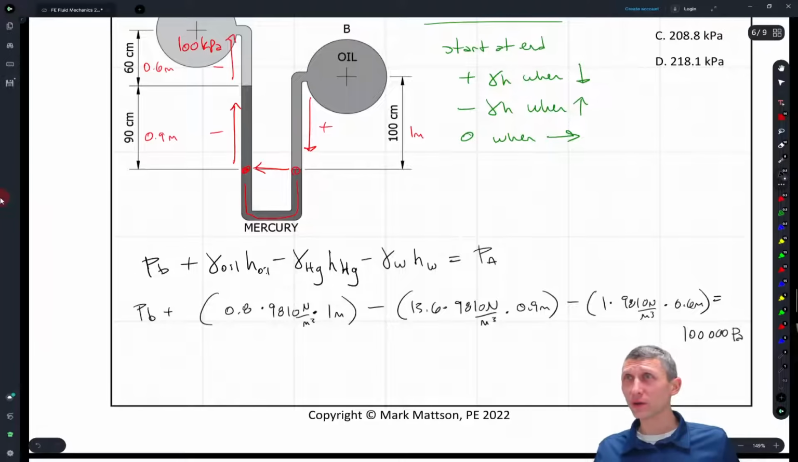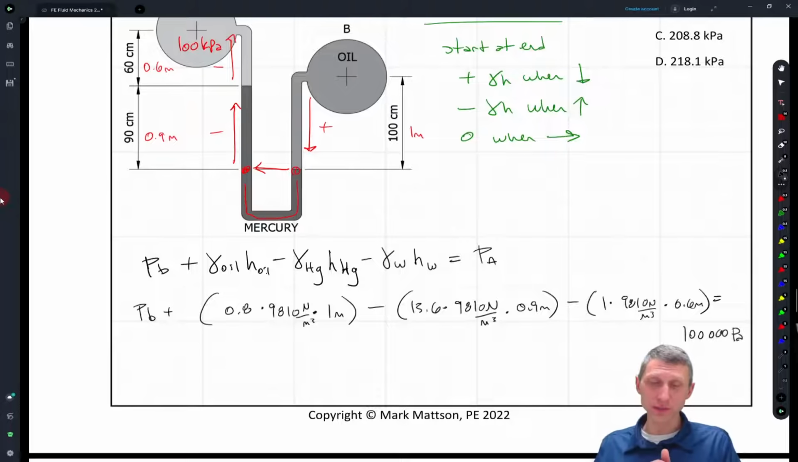So the question is, why not start at A and go to B? You could. You just have to be careful with the signs and make sure you're subtracting correctly. For me, if I'm going left to right, I always think to start at the end and work backwards, and then figure it out from there. You've got to make sure you get your signs right. So I'd say go try it the other way and make sure you get the right numbers.